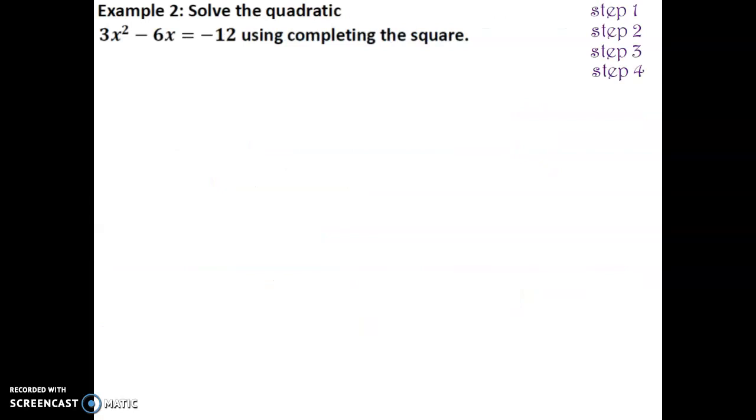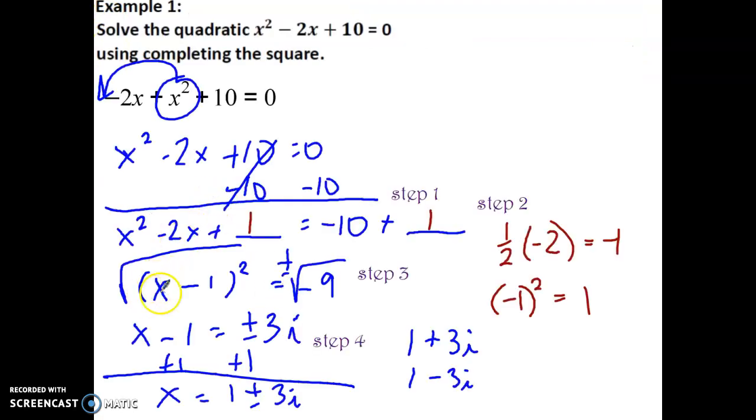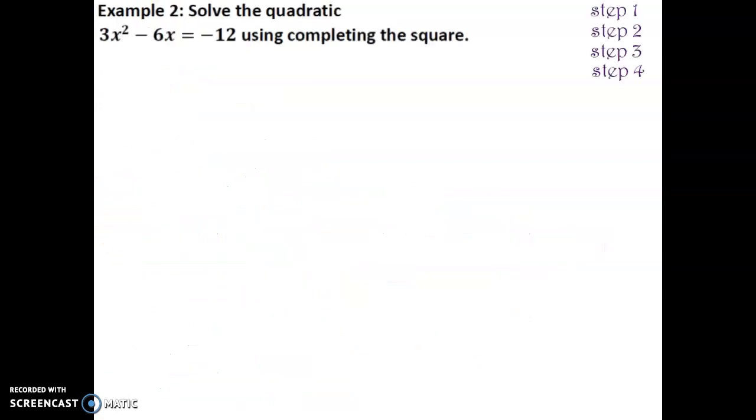All right, let's try another one. So in this one, I immediately noticed something different. I have a coefficient on my x squared here. Well, in order for the factoring, the perfect square trinomial part, to work, I need this coefficient to be a 1. So what I'm going to do, and what you're going to need to do, is divide everything by that coefficient, whatever it is.